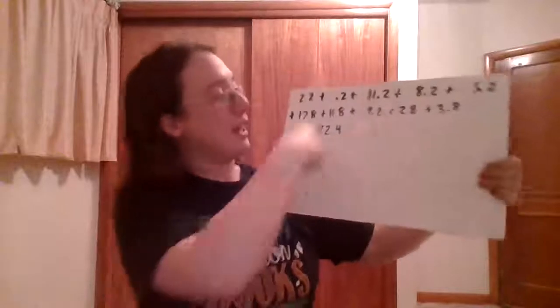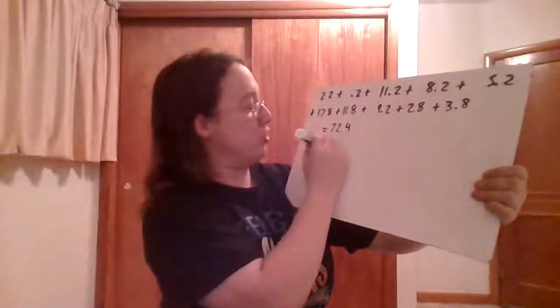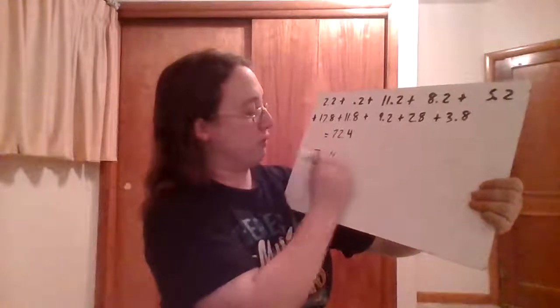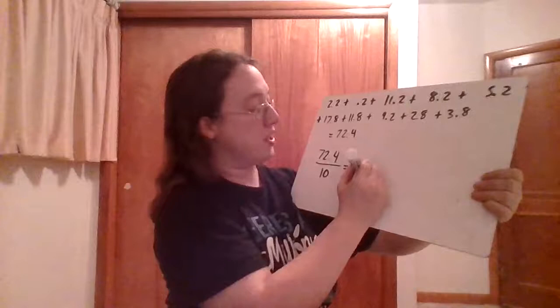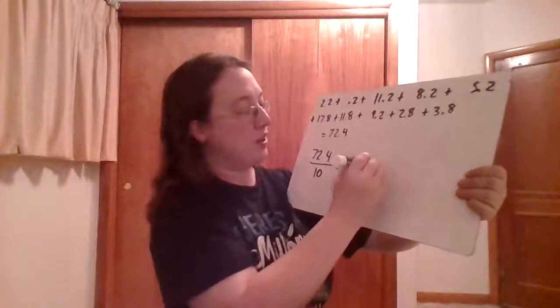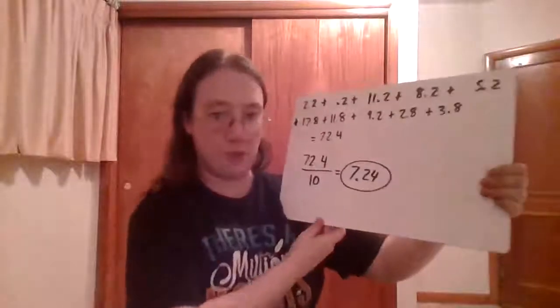So add them all up, and those add up to 72.4, and then we're taking that 72.4 and dividing by our number of things, which was 10, which gives you 7.24. So on average, our numbers are 7.24 away from our mean. Which, if we're looking back at our numbers, yeah, that looks about right.